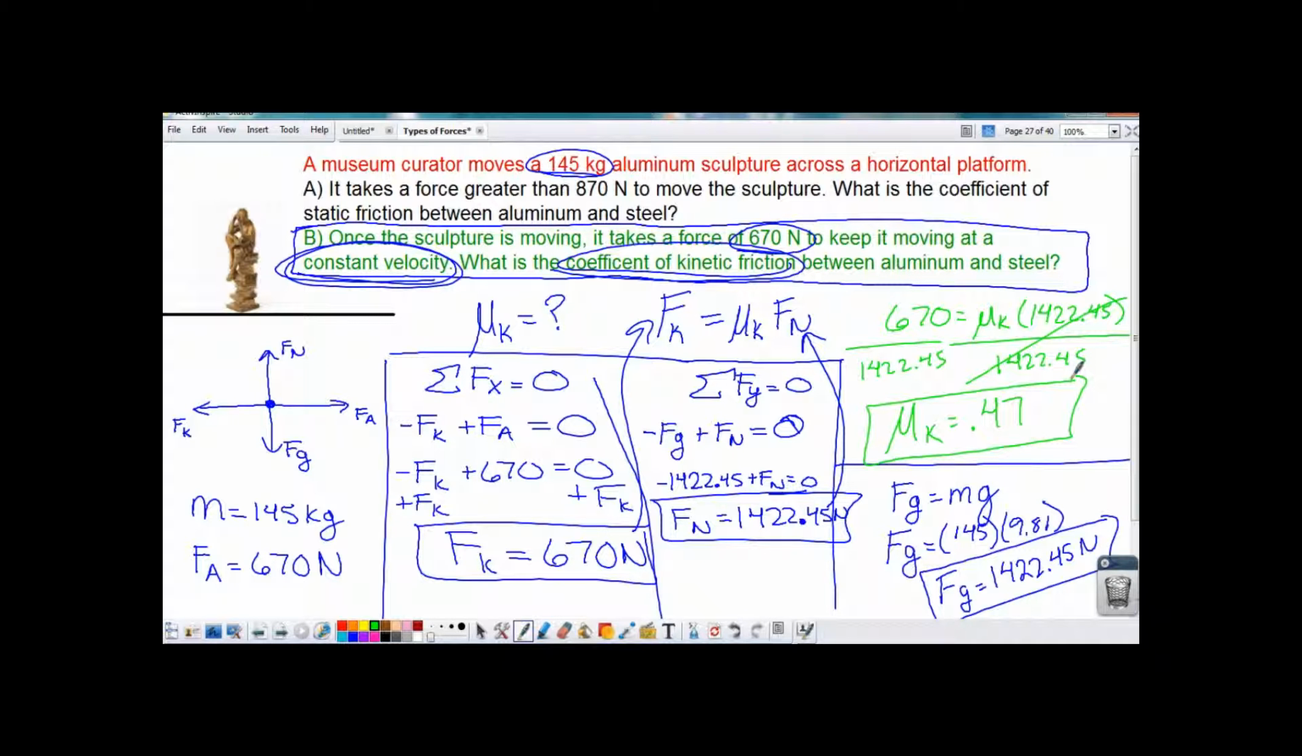Again, this coefficient does not have any units either. We had newtons, we divided by newtons. Okay, it's a coefficient, it does not have any units.